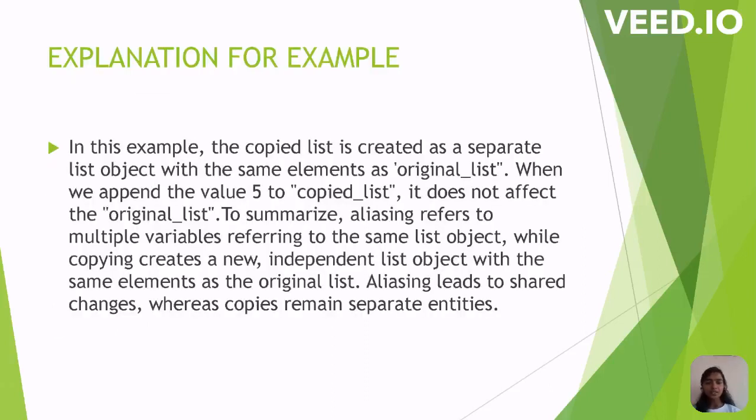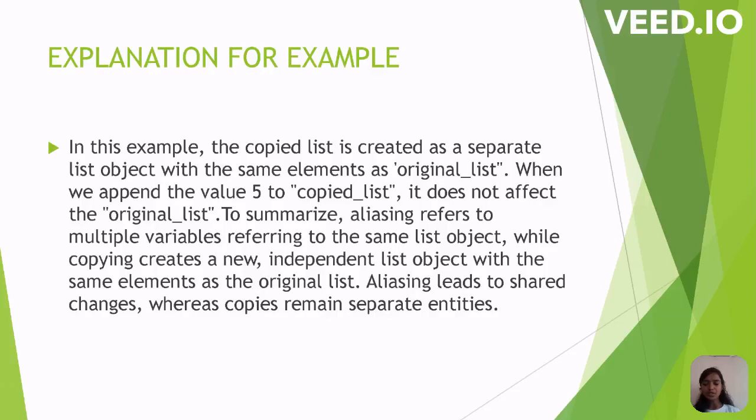In this example, the copied list is created as a separate list object with the same elements as the original list. When we append the value 5 to the copied list, it does not affect the original list. To summarize, aliasing refers to multiple variables referring to the same list object, while copying creates a new independent list object with the same elements as the original list. Aliasing leads to shared changes, whereas copies remain separate entities. There is a difference between aliasing and copying.